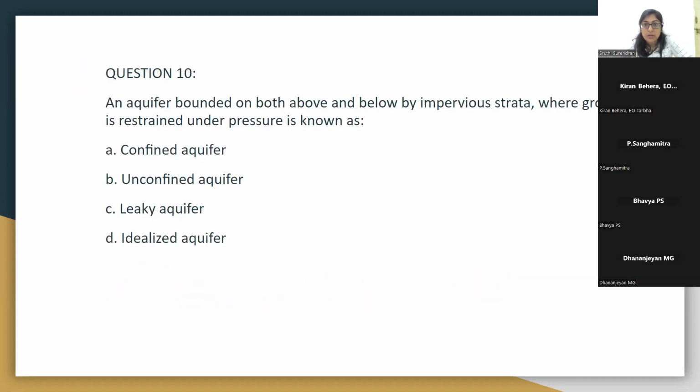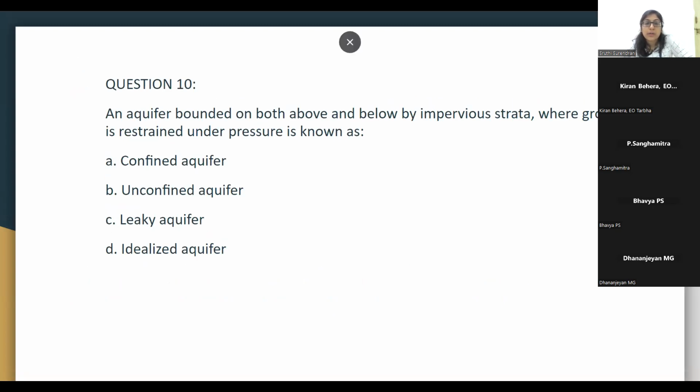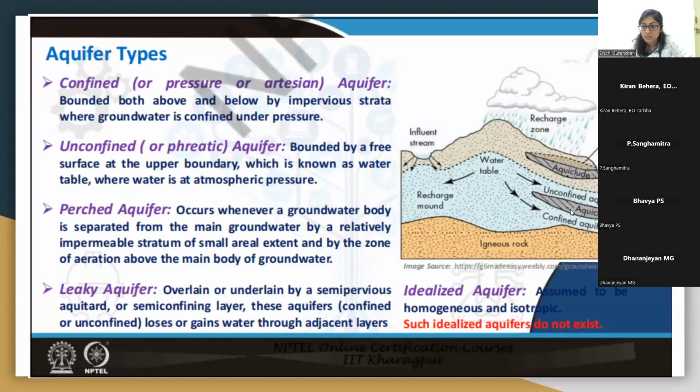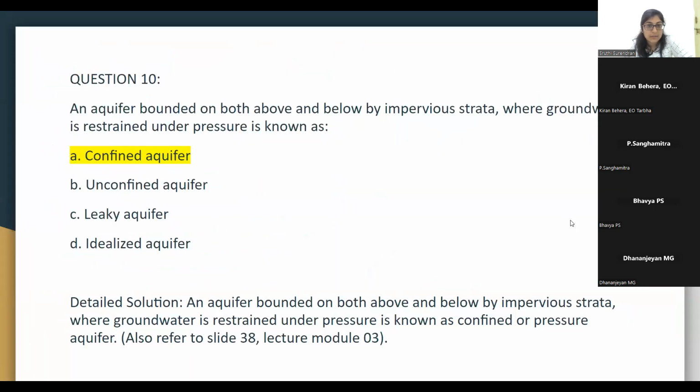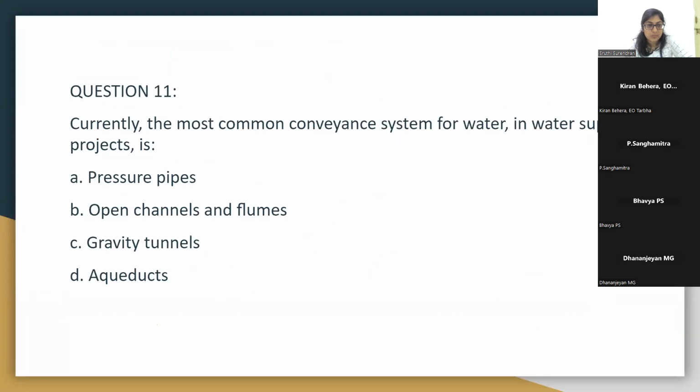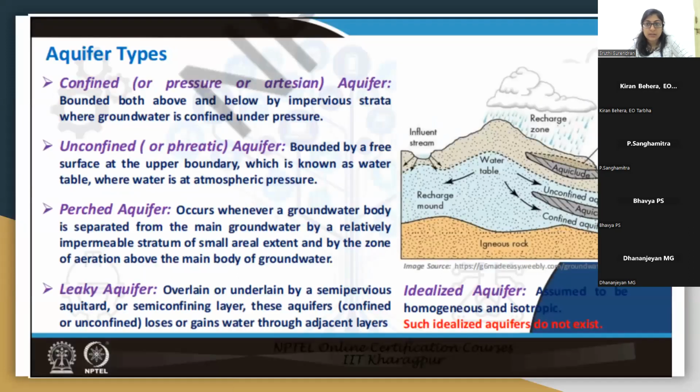Okay, moving on. This is a simple question. An aquifer bounded on both above and below by impervious strata, where groundwater is restrained under pressure, is known as. I gave the answer. Yeah, correct. So the answer is confined aquifer. So these are the various kinds of aquifers.